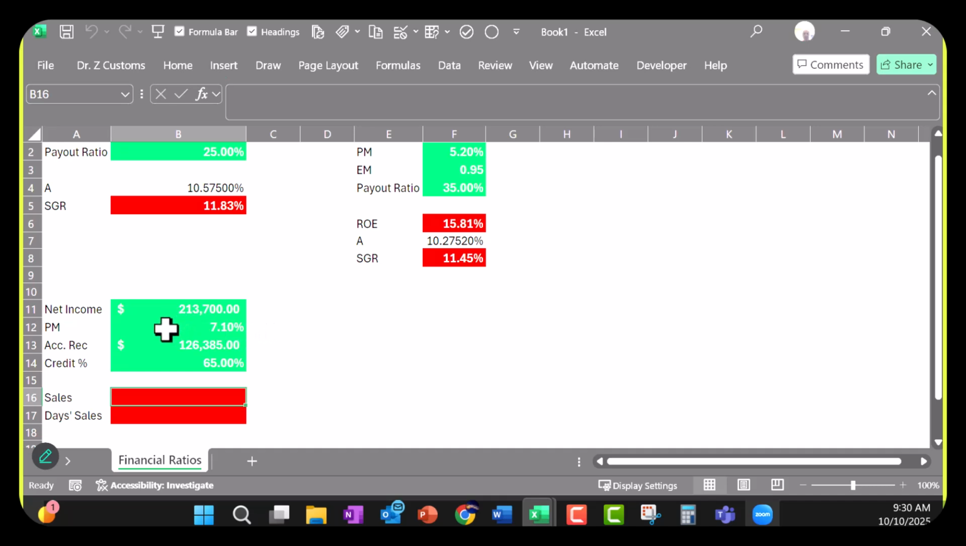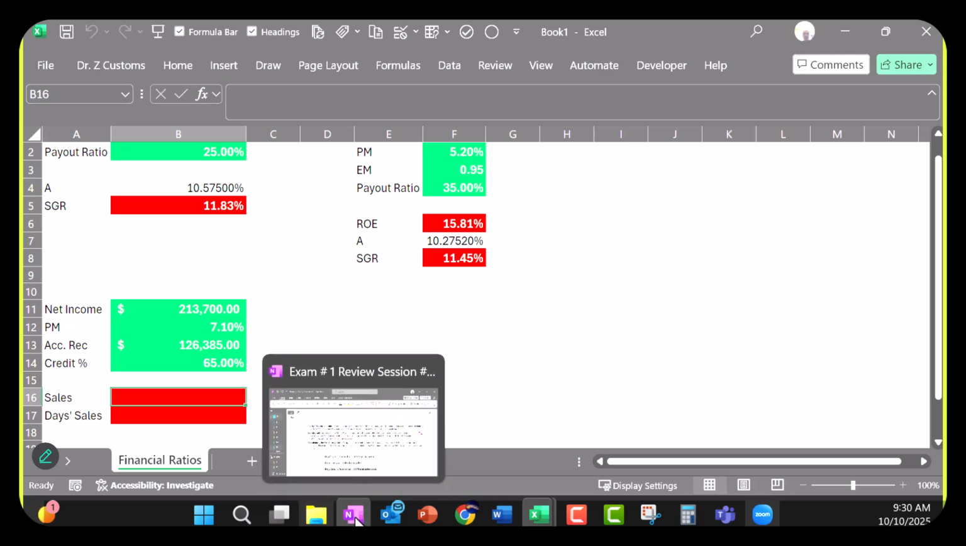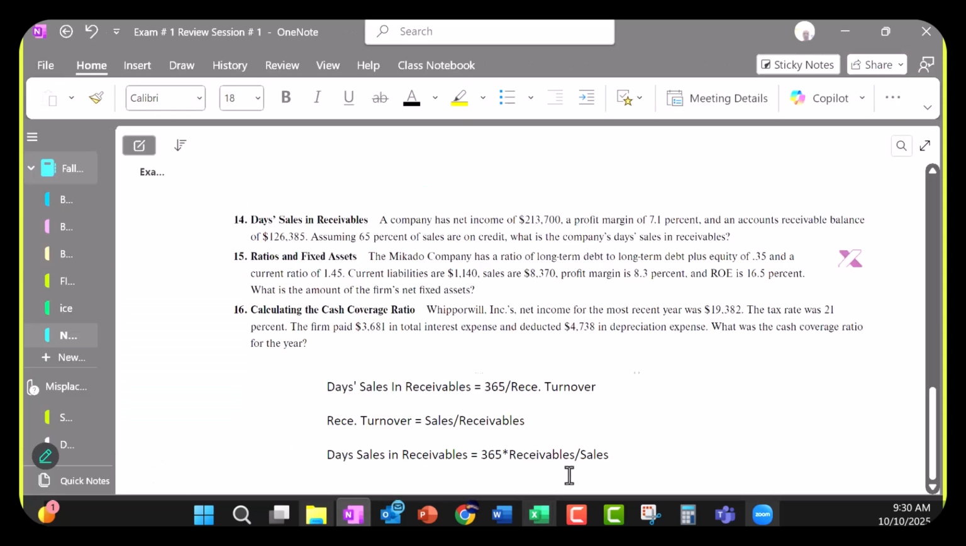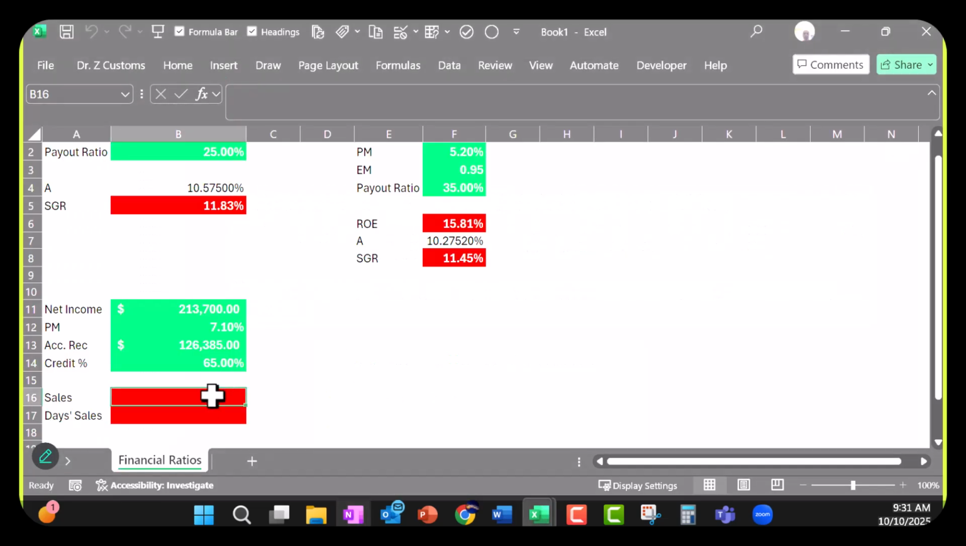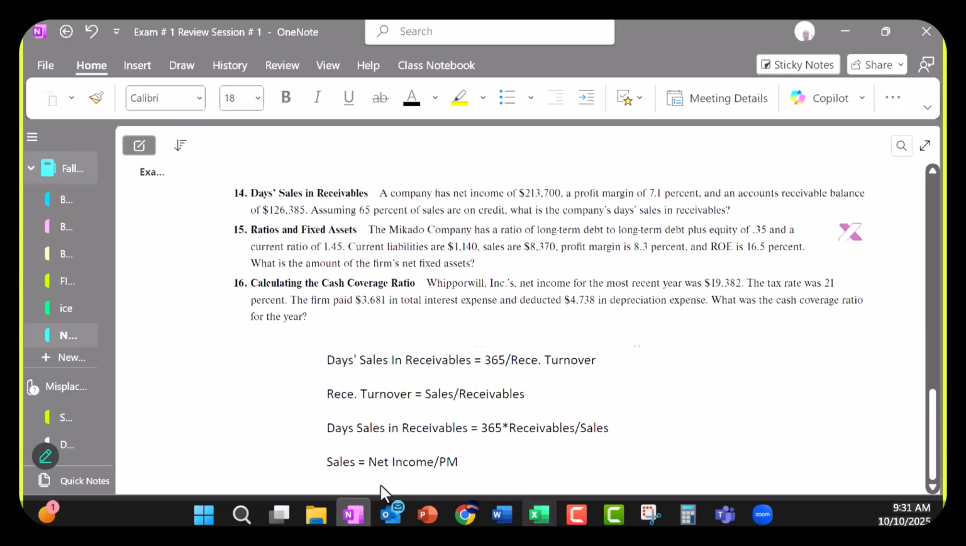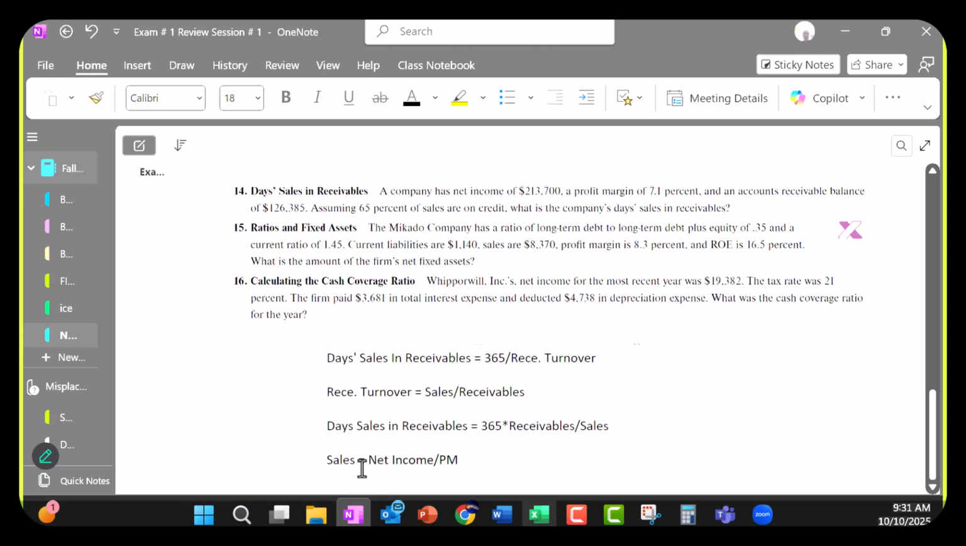Think about the definition of profit margin, net income over sales, right? So sales would be net income divided by profit margin. Hence, see, well, if you write the formula, you can always figure it out, right?